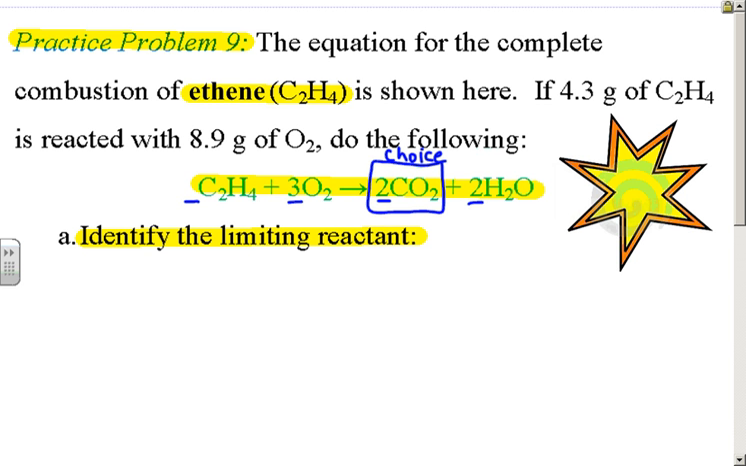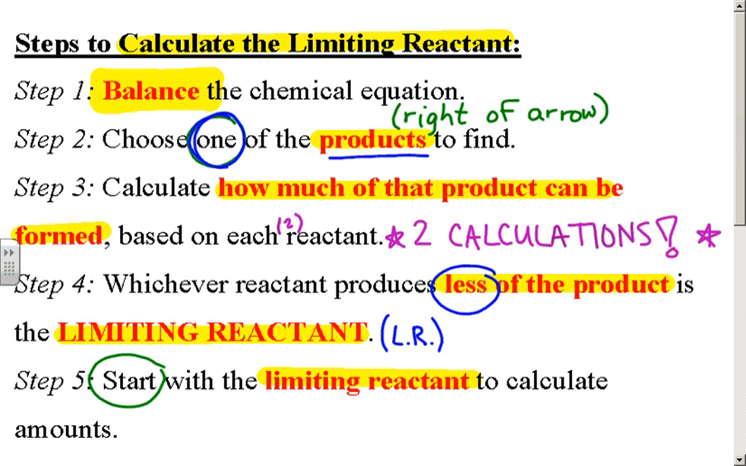So looking back at my steps, the next thing I need to do is a calculation. I need to calculate how much of that particular product, in this case the carbon dioxide, can be formed based on each reactant. Notice what we wrote off to the side here. Oh my gosh, this is not one, but two calculations. Because we have two substances involved here, we're given values for two different chemicals. We have to do two calculations.